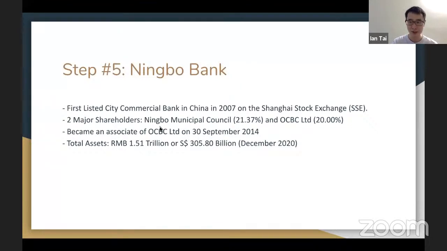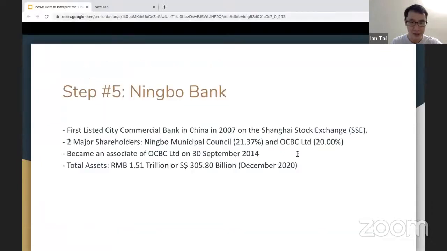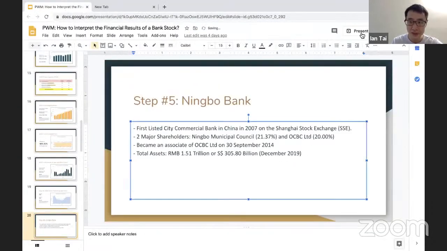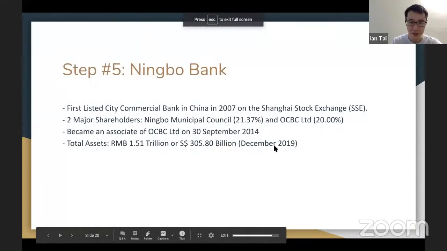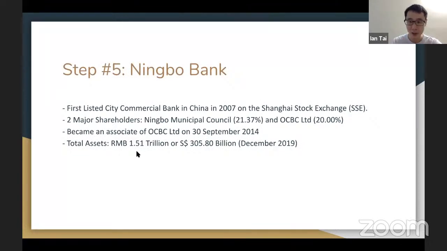Currently, this Ningbo Bank is not known to many people, but the latest I've gathered is this. This is a typo, so this is December 2019. As you can see, in December 2019 itself, it had total assets of 1.51 trillion RMB. If you convert it into Singapore dollars, it's $305.8 billion. So I find that this Ningbo Bank, based on total assets, is still bigger than Maybank. If Ningbo Bank were a Malaysian bank, it would be the largest bank in Malaysia.